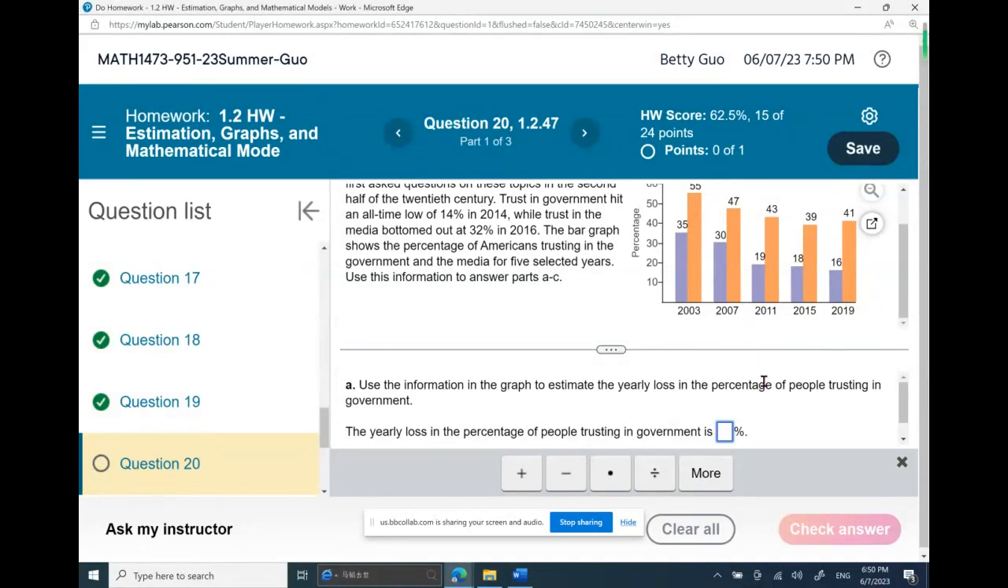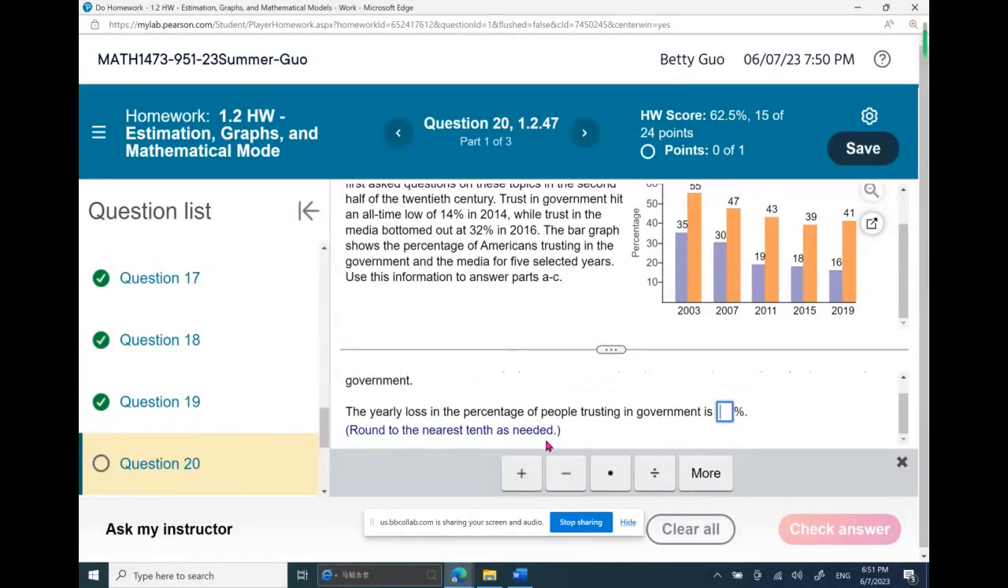19. Okay, so we're going to use 19. That's the 35, the biggest, the purple number, minus the smallest purple number, right? 35 minus 16, which is 19. Divide that by the number of years, 16. Tell me what you have. Let me see if you are with me.